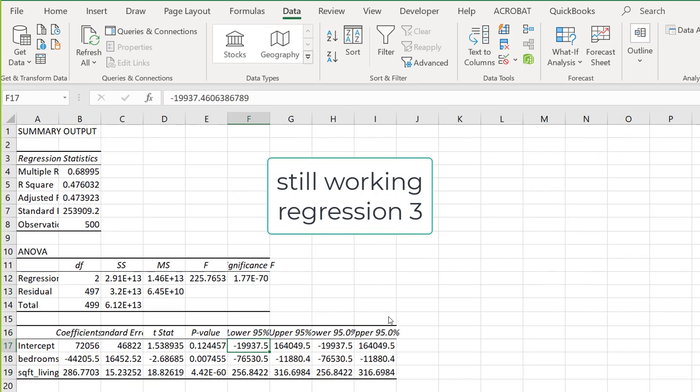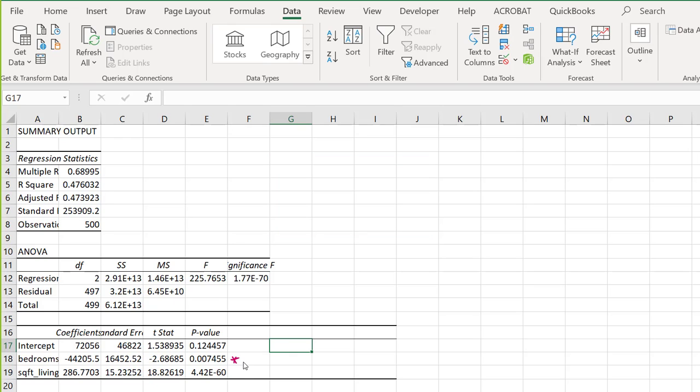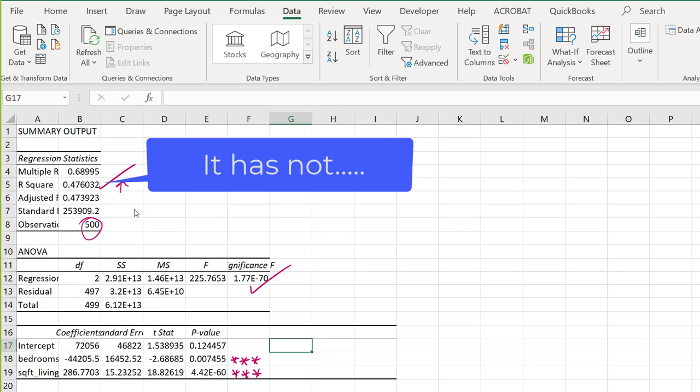So in this example, if we look at the p-values, you can tell right from the beginning, now that we've done a few, this one's going to be all 3 stars because it's smaller than 0.01. My regression is good, observations are good. R-square value has increased a little bit every time we've done this, right?